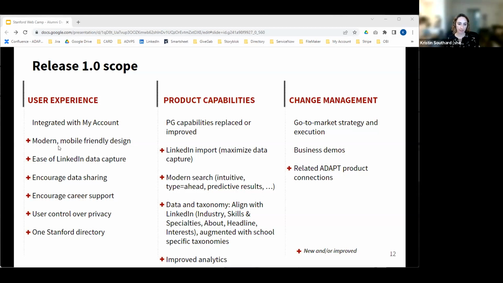And again, the couple things that I want to highlight in here: all the plus signs are the new and improved versus what the old system was doing. We really did want to get to this one Stanford directory, which was our main goal. A lot of these other things you see on here, like the data and taxonomy and analytics, all really helped to encourage our different business stakeholders to come along and want to get on board with our one Stanford directory.